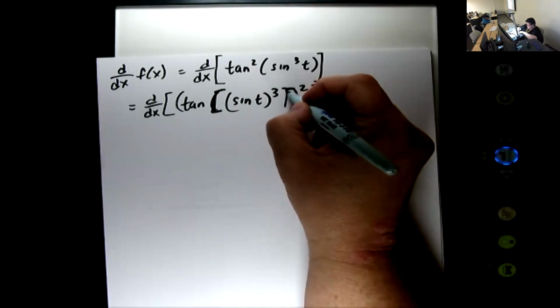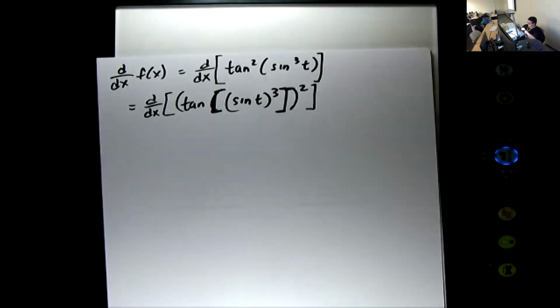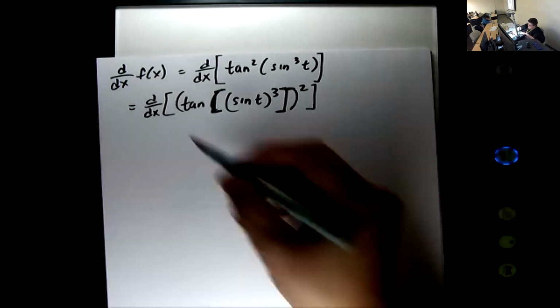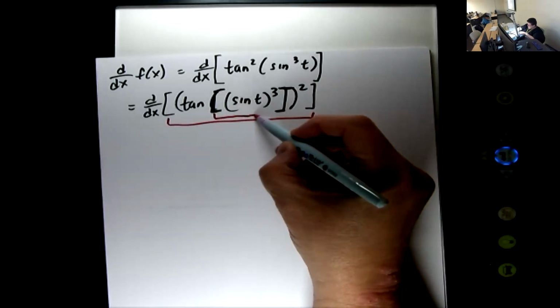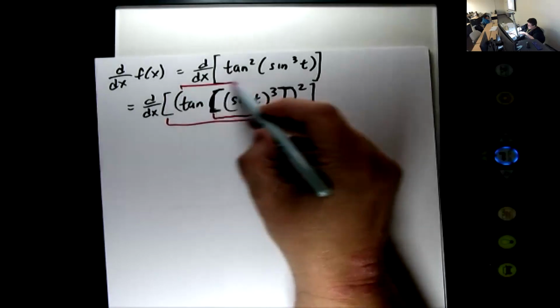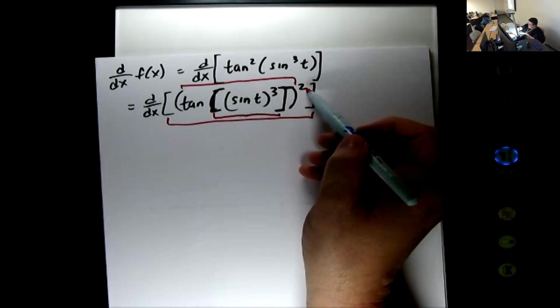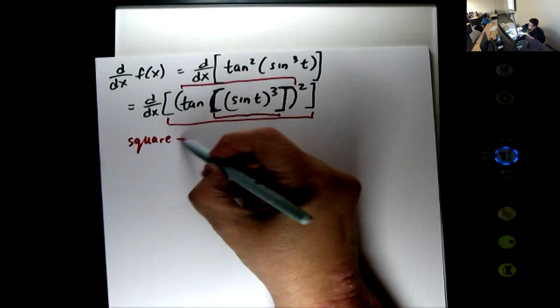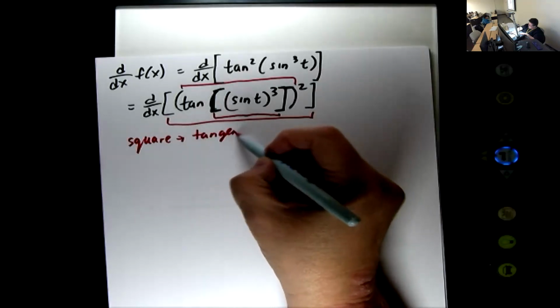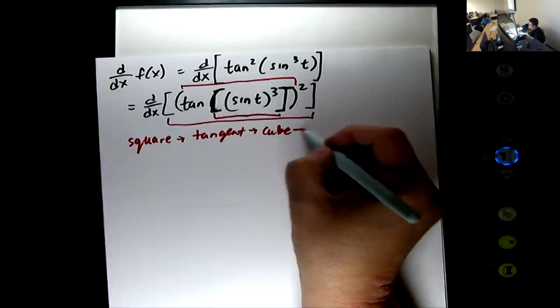I need another one. Yeah, there we go. I was missing a bracket. So these go together, then that goes together, and then the parentheses are like that. So you start on the outside, you gotta do the square first, then the tangent. And then we're inside the tangent, we're on the cube. And keep going.